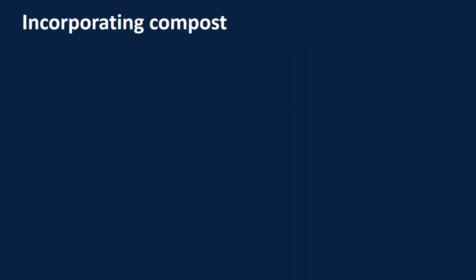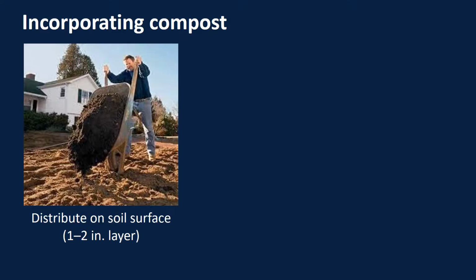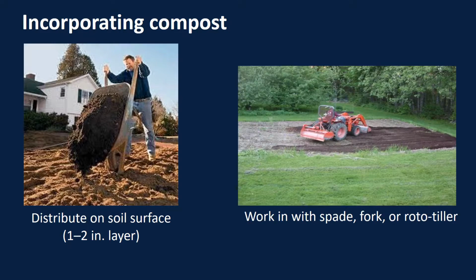So after we have our compost, we then need to incorporate it into our yards, our gardens, our flower beds, and whatnot there. So we're going to distribute that 1 to 2 inch layer on the soil surface, however we can get it out there. And then we're going to incorporate it with a spade, a fork, a rototiller, a shovel, anything like that we're going to use. So that's kind of the dry compost thing we think of most often.